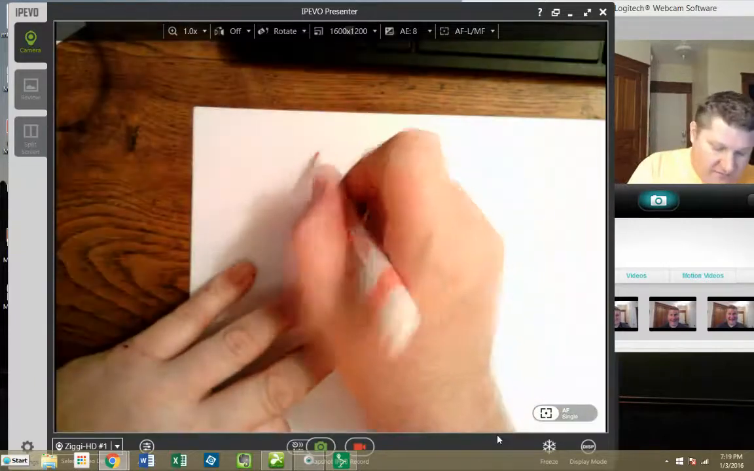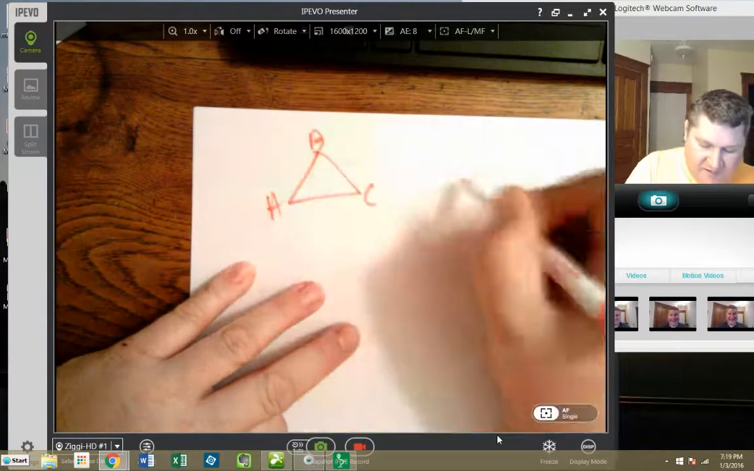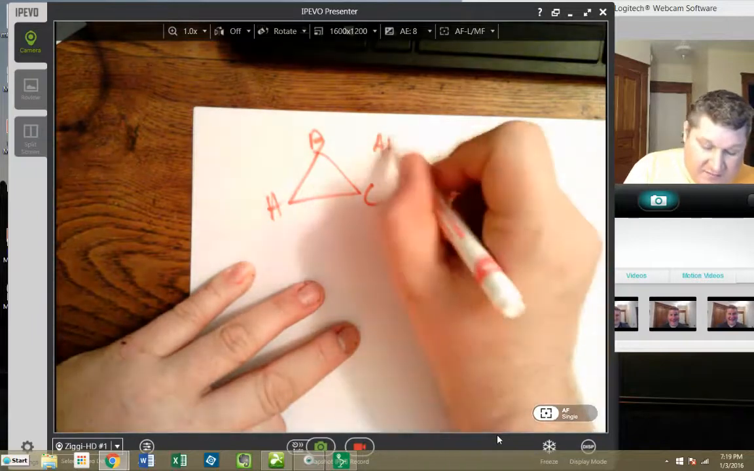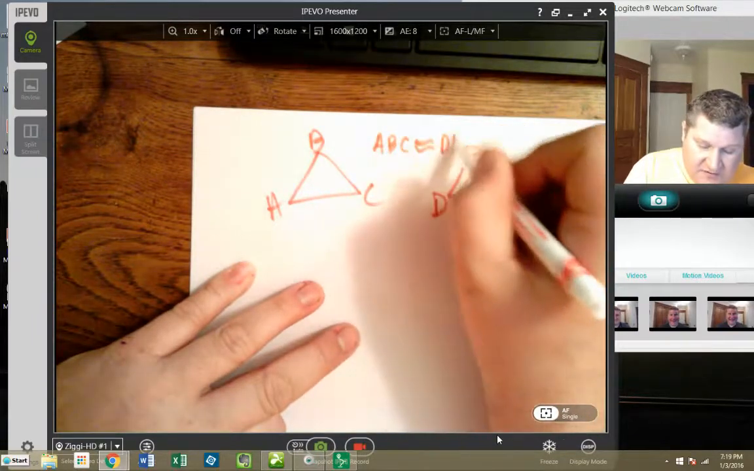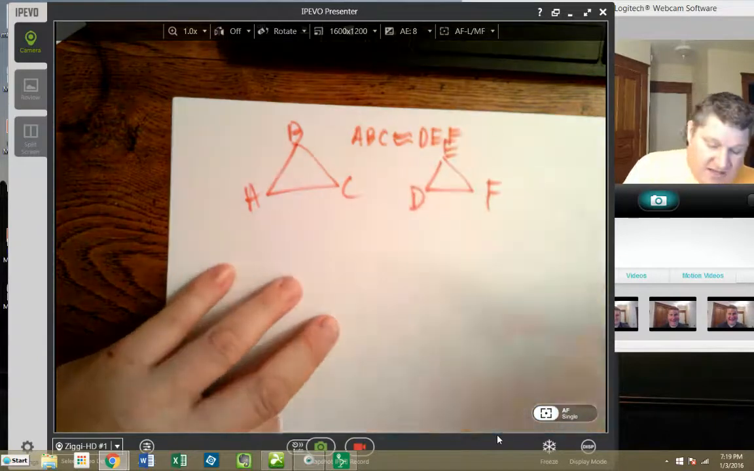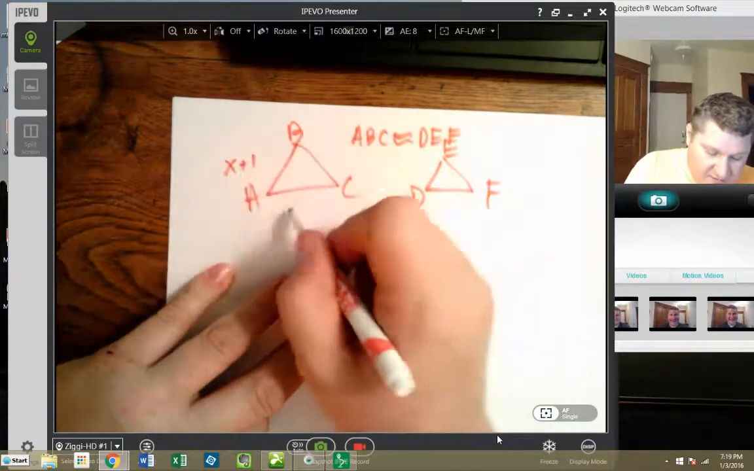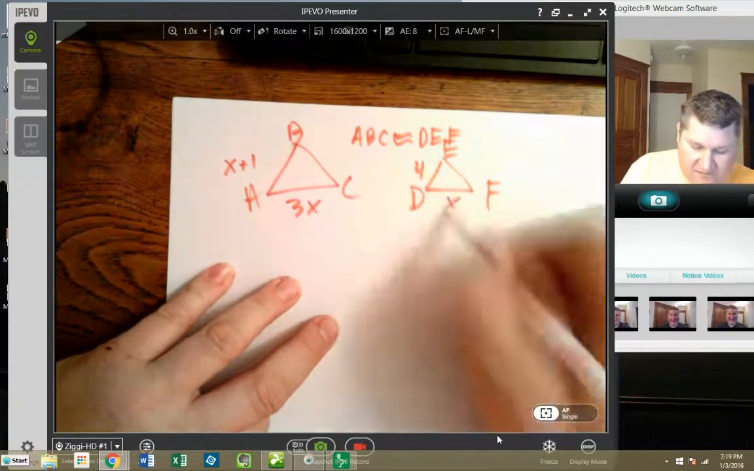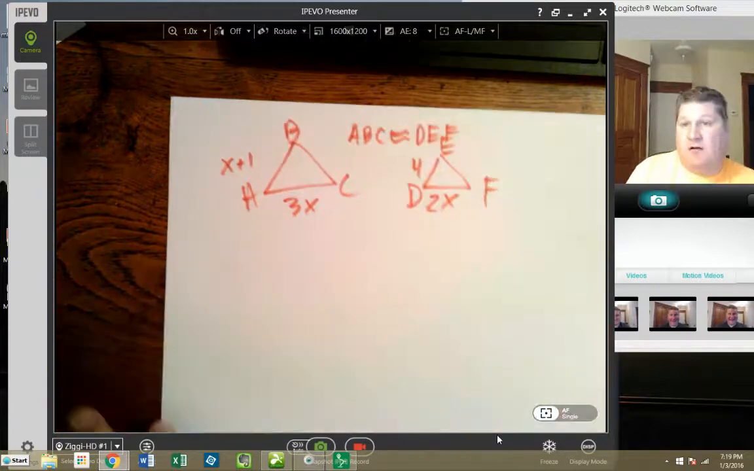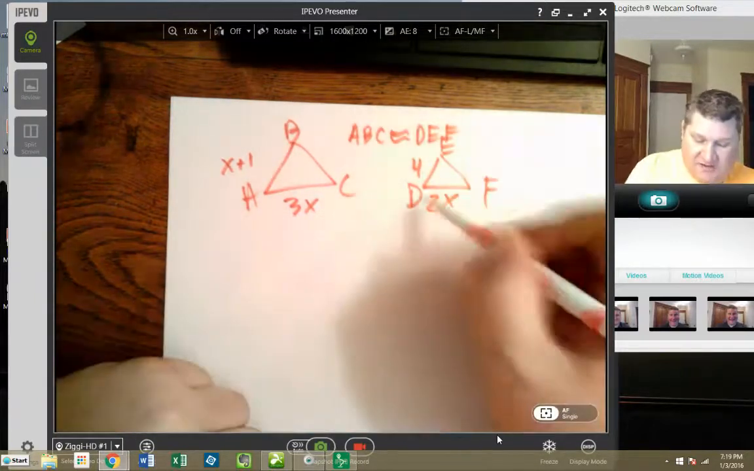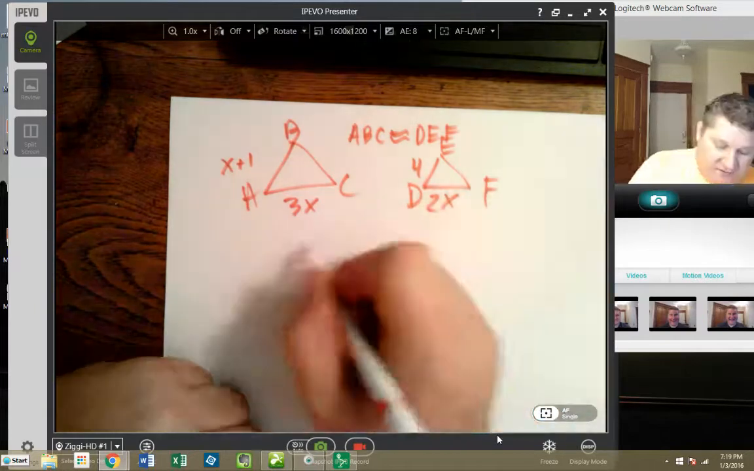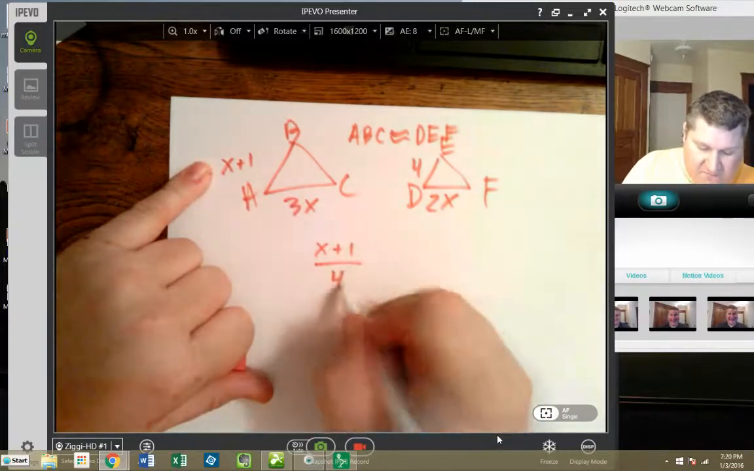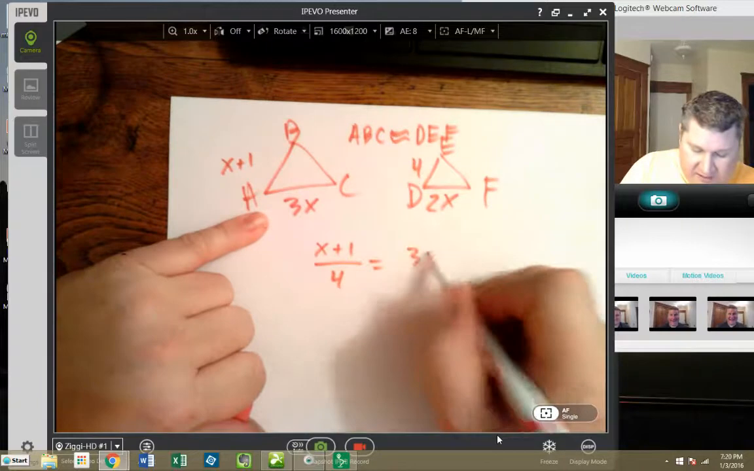What if I have these two figures, A, B, C, D, E, F, and again, A, B, C is similar to D, E, F. Okay, and this is labeled x plus 1, and this is labeled 3x, this is labeled 4, and this is labeled 2x. All right, we have something like this. A to B to C, D to E to F. Okay, so let's set up a ratio and a proportion. This ratio would be x plus 1 goes with 4, as 3x goes with 2x.